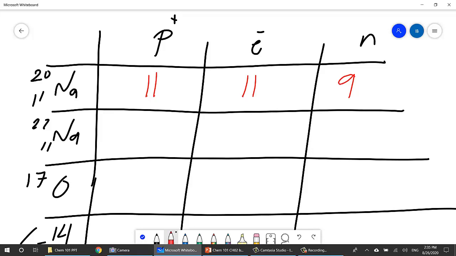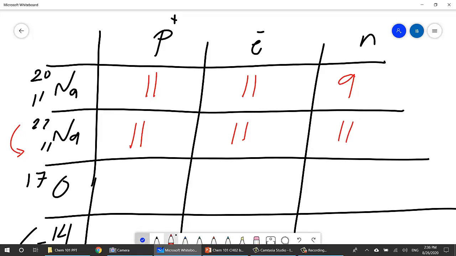But again, the number of electrons in this sodium will be 11, and the number of protons is 11. So the number of electrons does not change for the same element. If we're talking about sodium, there are always 11 electrons on it. If there are 12 electrons, that wouldn't be sodium, that would be something else. If you subtract, 22 minus 11, that would be 11. So 11 neutrons in this sodium isotope.